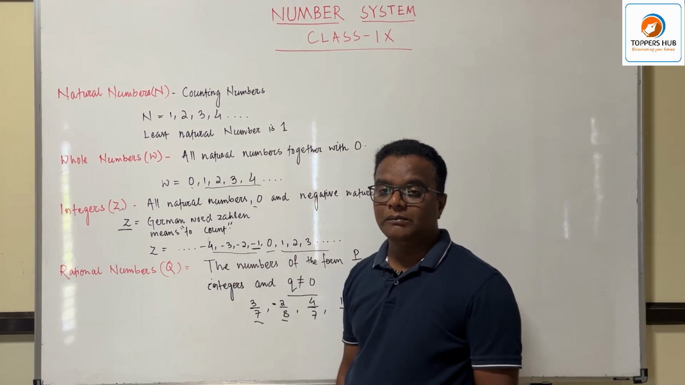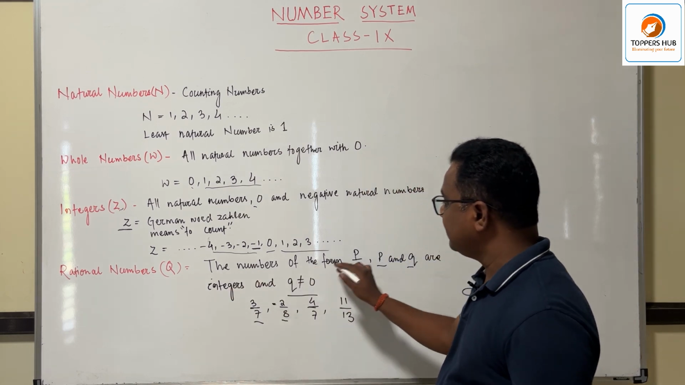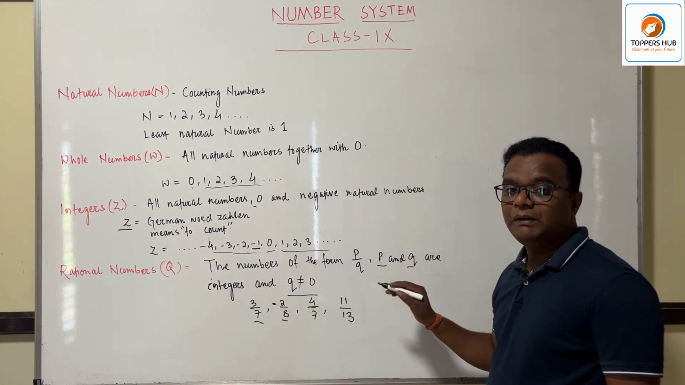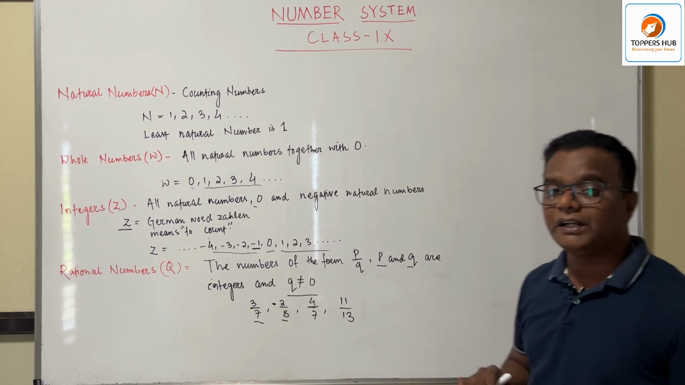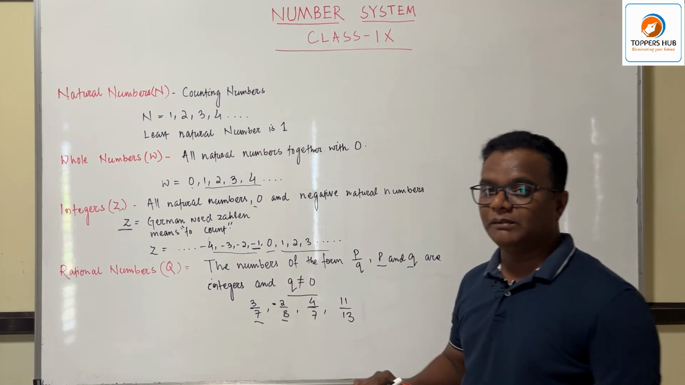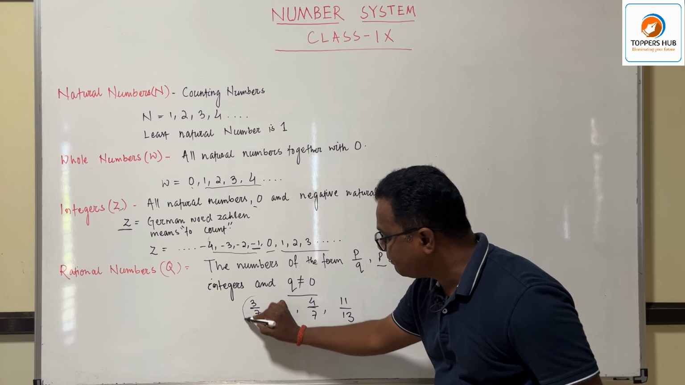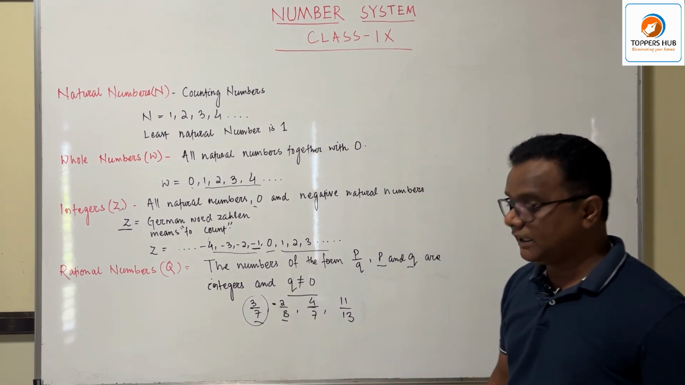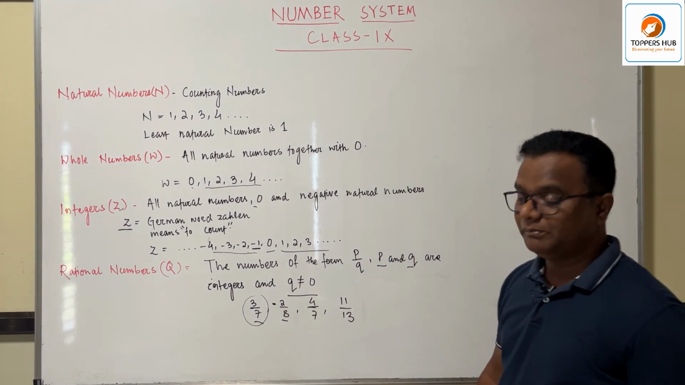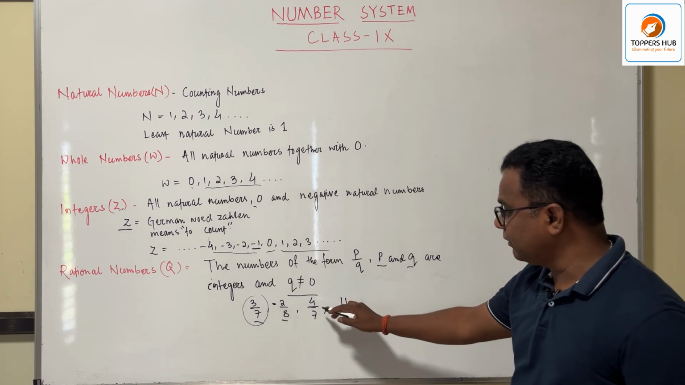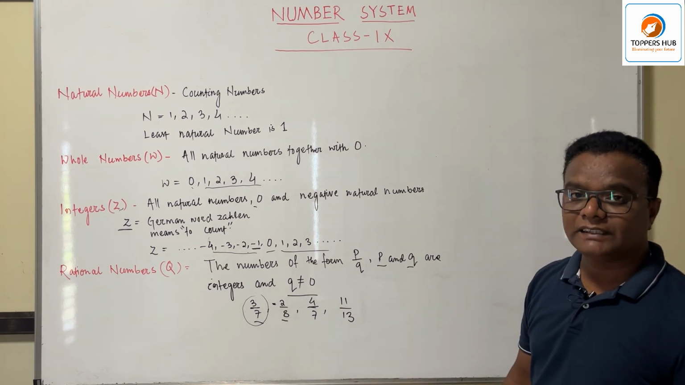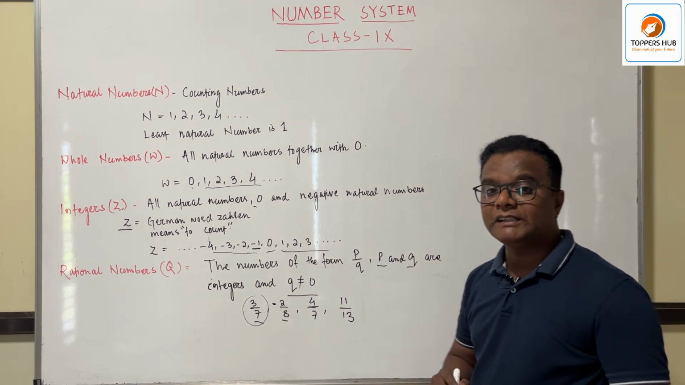Next one is rational numbers. Rational numbers are numbers of the form p by q, where p and q are integers and q not equal to 0. These are called rational numbers, and they are represented by Q. Just for example, 3 by 7 is one rational number, minus 2 by 8 is one rational number, 4 by 7, 11 by 3, these are rational numbers.